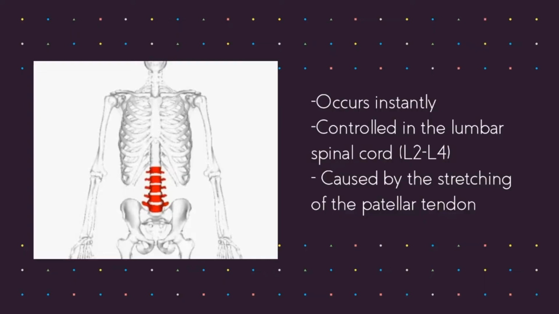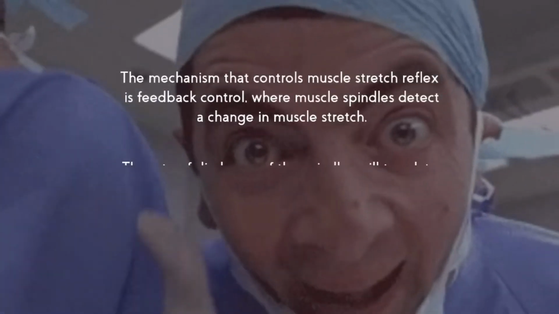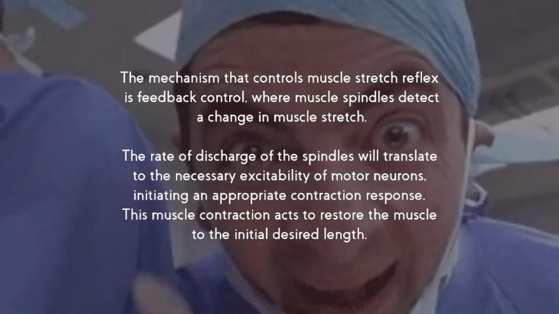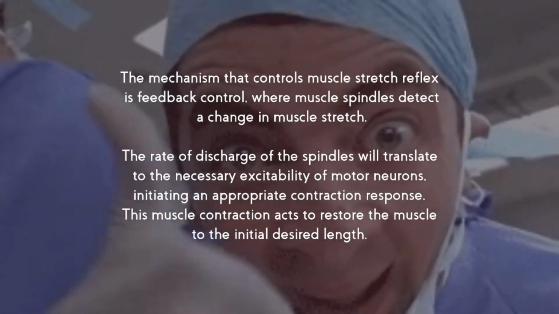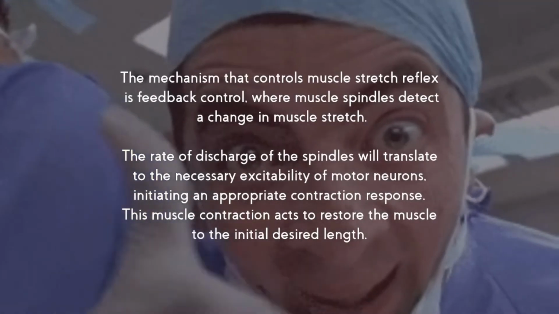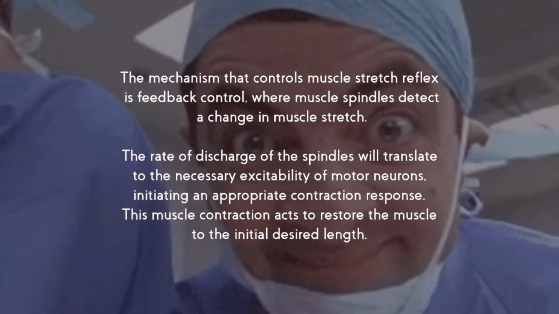The mechanism that controls muscle stretch reflex is feedback control, where muscle spindles detect a change in muscle stretch. The rate of discharge of the spindles will translate to the necessary excitability of motor neurons, initiating an appropriate contraction response. This muscle contraction acts to restore the muscle to the initial desired length.